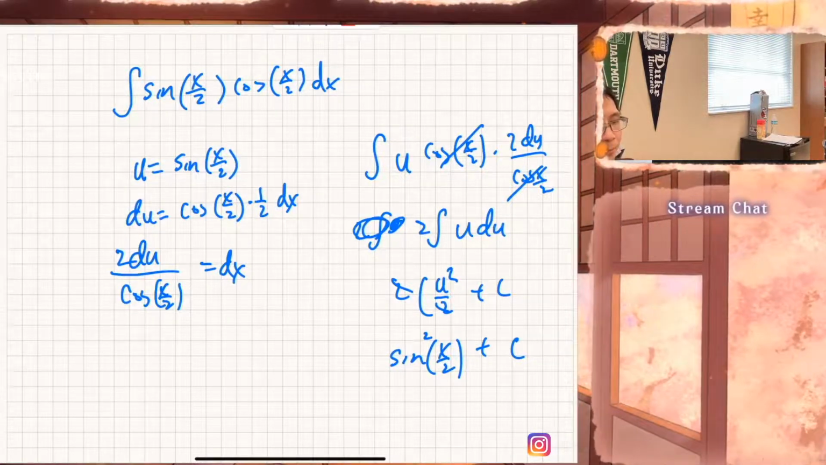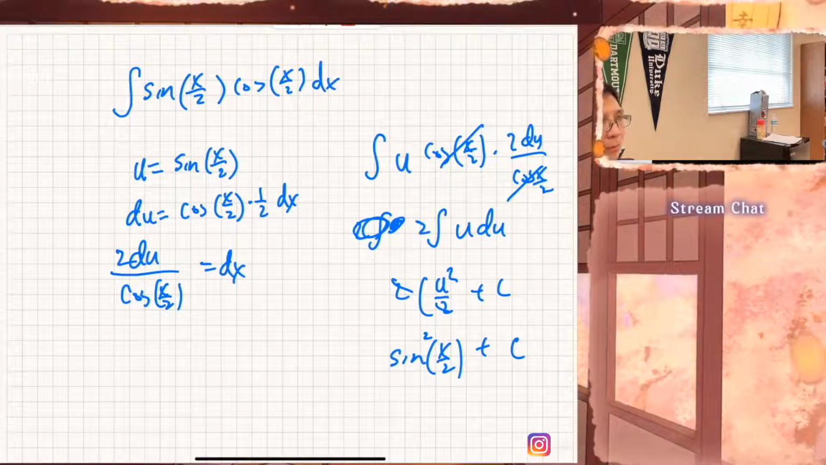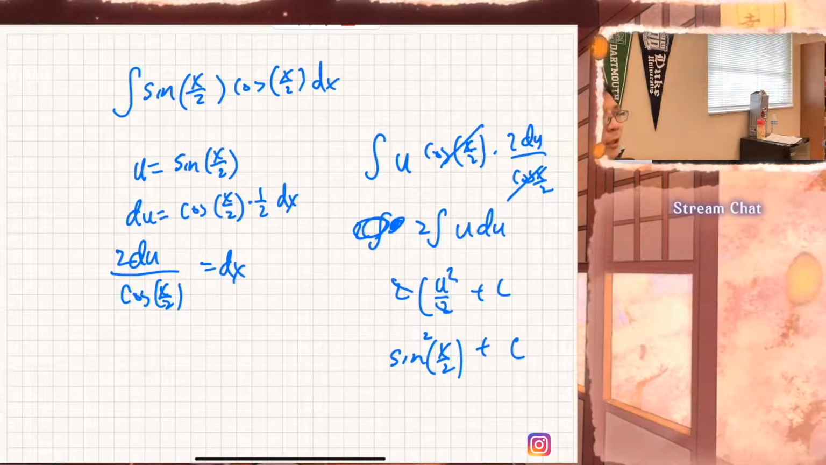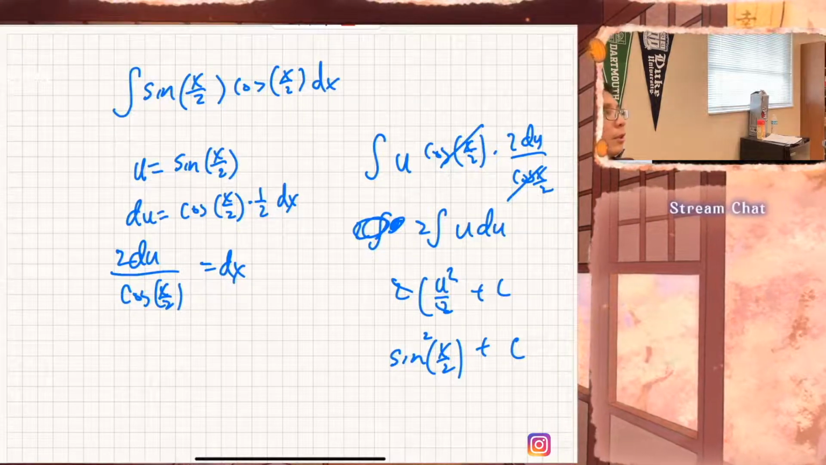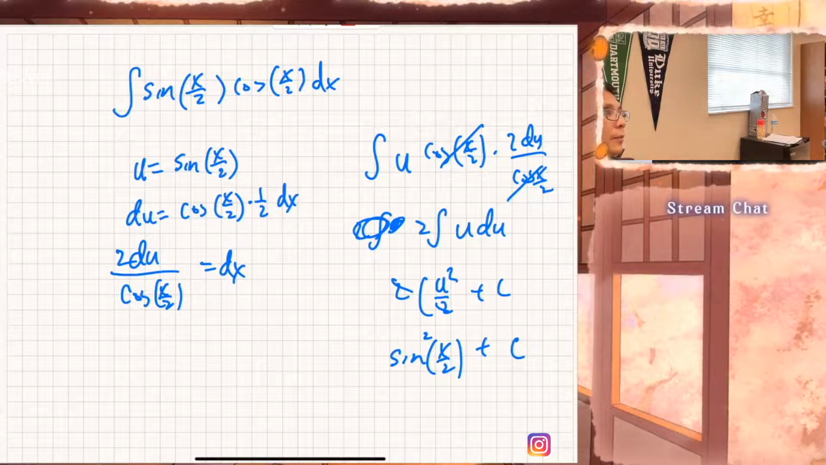You could definitely do cosine though. You could set it equal to cosine. It would be basically the same, but then you have a negative. Another path you can probably choose is a double angle identity.